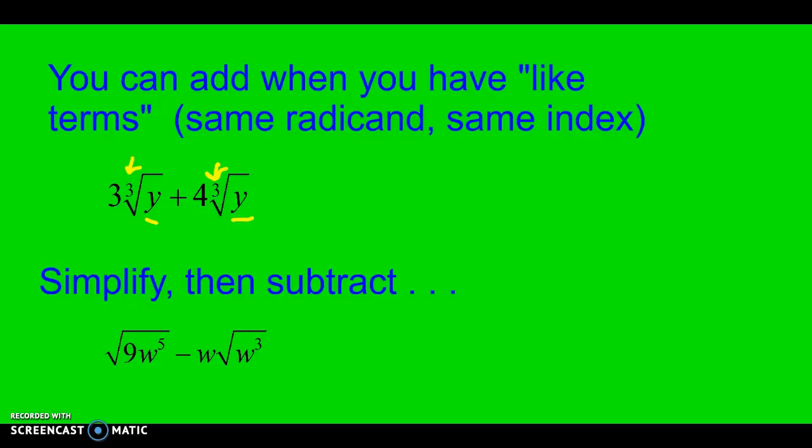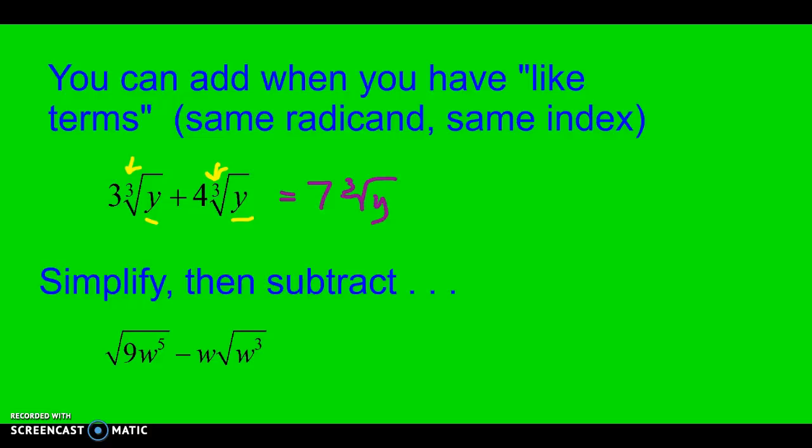So 3 cube roots of y plus 4 cube roots of y would equal 7 cube roots of y. That's simple. Notice the index doesn't change, the radicand doesn't change. It's just we had 3 of them and we added 4 more of them, and now we have 7 of them, cube roots of y.